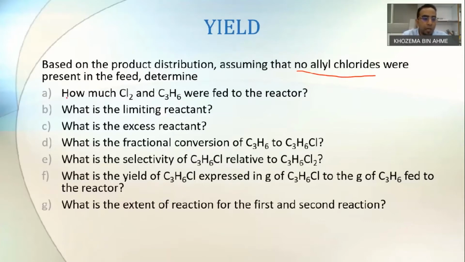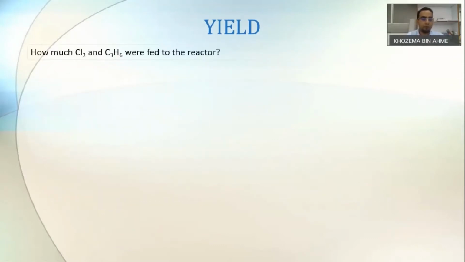So first of all, how much chlorine and propane were fed to the reactor? The second one is, what is the limiting reactant? What is the excess reactant? What is the fractional conversion of propane to chloropropane? What is the selectivity of chloropropane relative to dichloropropane? What is the yield of chloropropane expressed in gram of chloropropane to the gram of propane fed to the reactor, and what is the extent of reaction for the first and second reaction? So let's see how we solve all these questions.